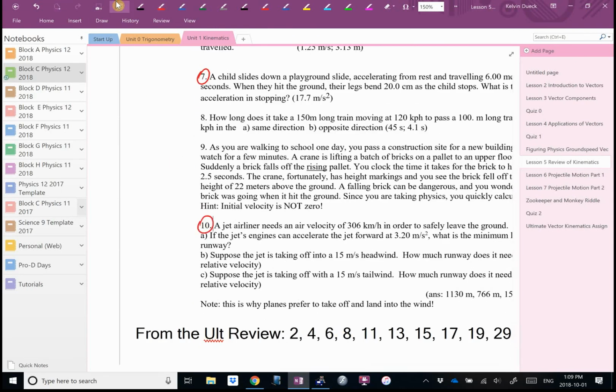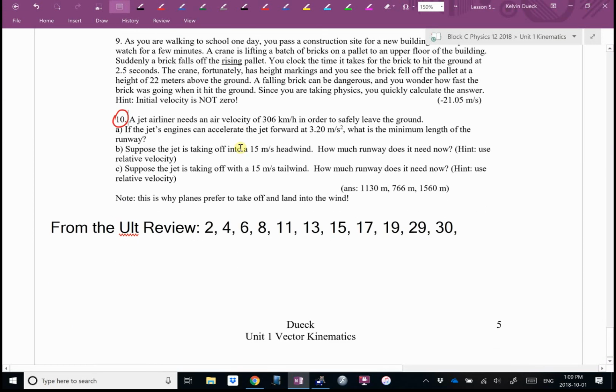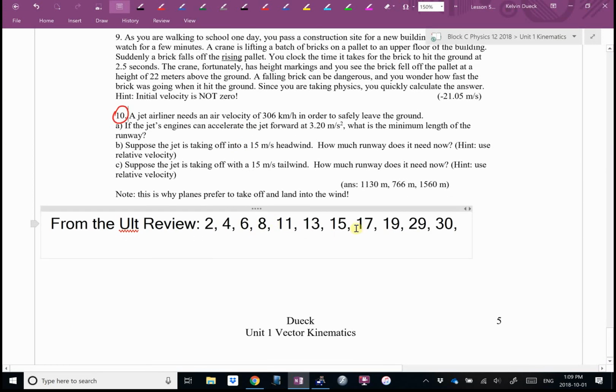10. And then if you want to get a head start from the ultimate review, you're also now capable of doing those. That is not homework. That will be due the day of the test. But if you're someone who likes to whittle away at these things, you're capable of doing 2, 4, 6, 8. Oh, that's easy to remember. And 11, 13, 15, 17, 19, 29, 30.